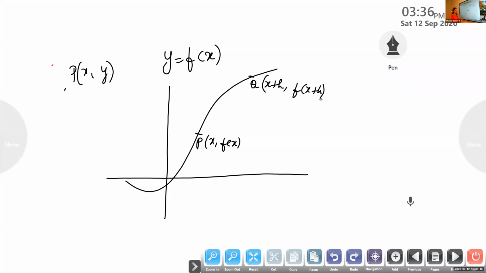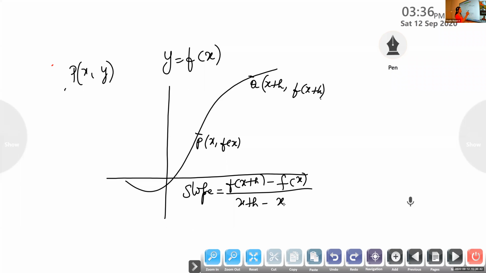And defining the slope. What is the formula for slope? Now what we discussed about slope. What is slope? Change in the value of y by change in x. So what is the change in the value of y? f of x plus h minus f of x by x plus h minus x. Change in y by change in x.